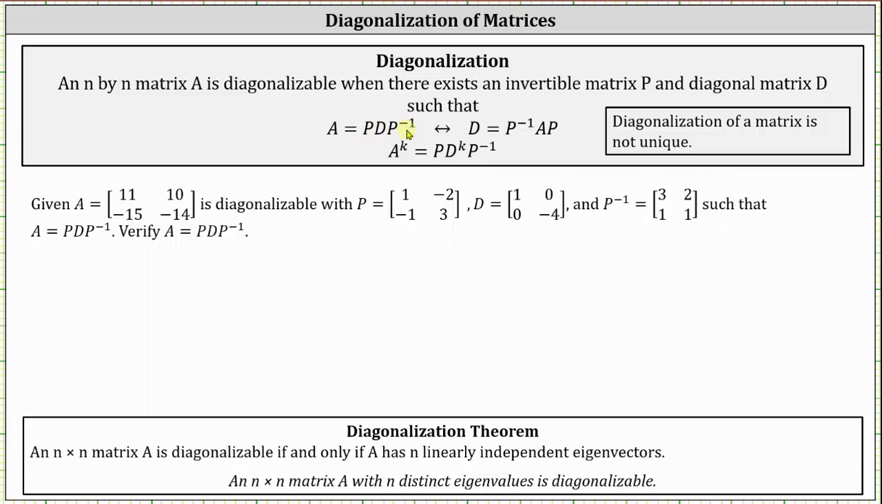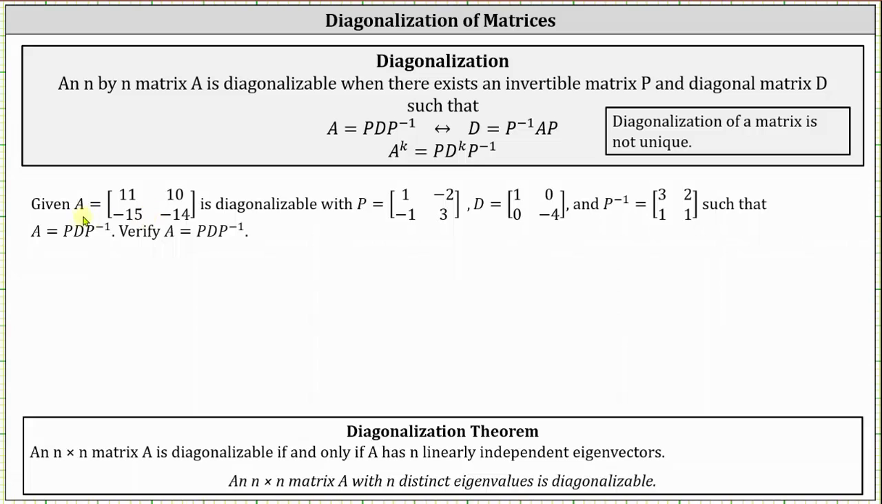This product is the diagonalization of matrix A, and the reason we care about this is once we have it in this form, we can easily determine matrix A raised to a power, where matrix A raised to the power of K is equal to matrix P times matrix D to the power of K times the inverse of matrix P. We'll take a look at this formula in just a moment, but let's first verify the diagonalization of matrix A below.